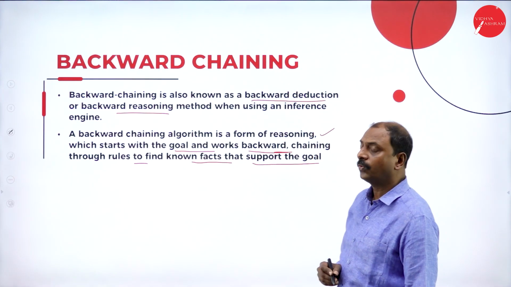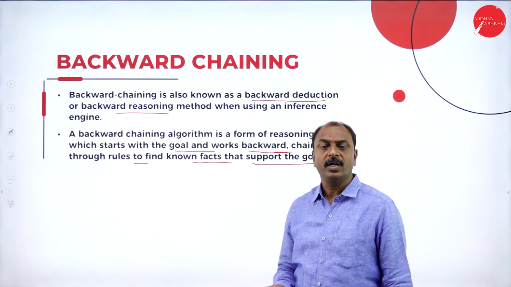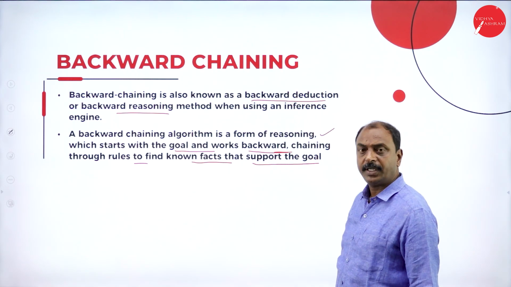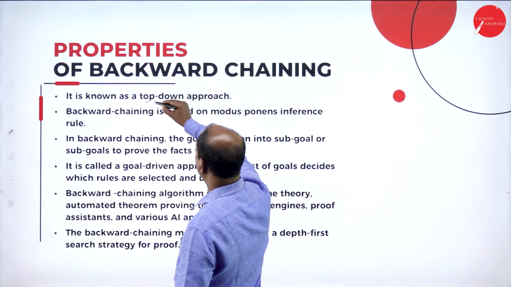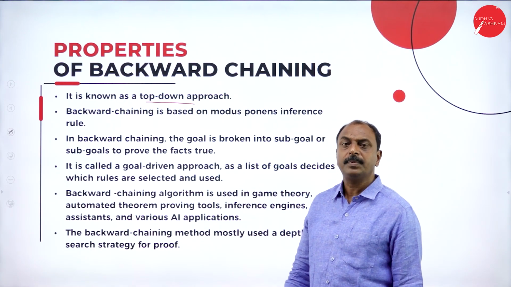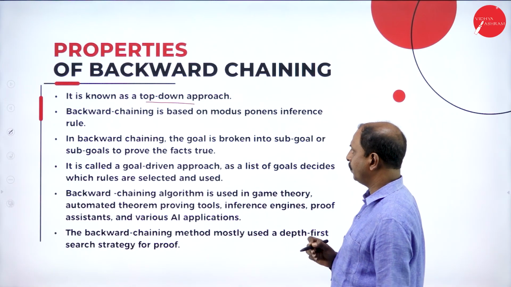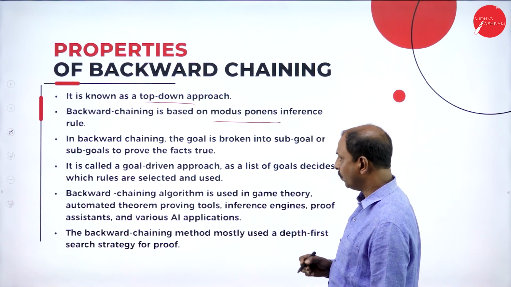So here we are going to start from the last point. That is why it's called backward chaining. And here it is known as a top-down approach, whereas forward chaining is a bottom-up approach. It is based on the modus ponens inference rule.